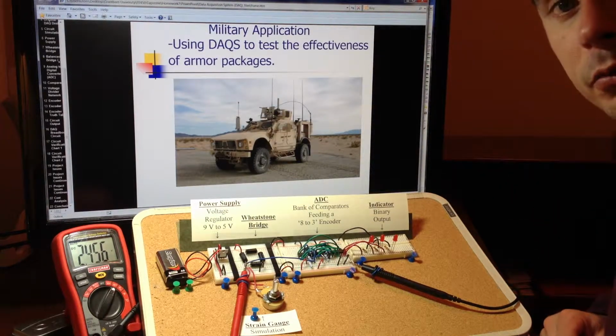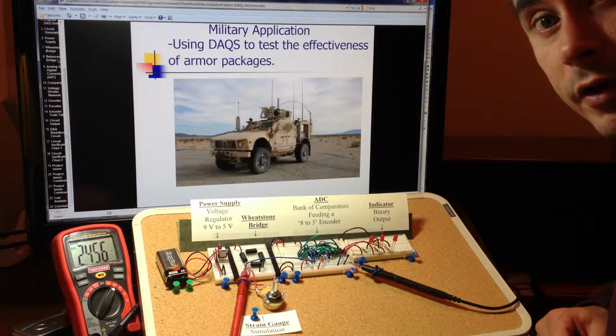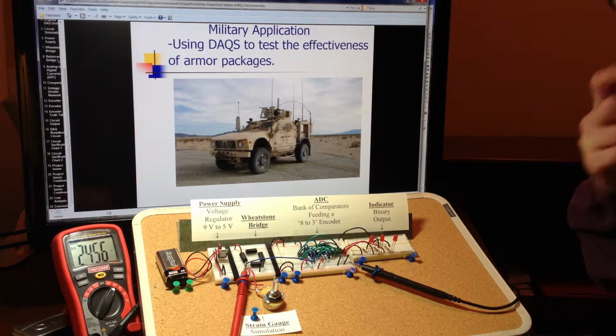Data acquisition systems are used everywhere in the world, in many different applications, including at military test centers to test vehicles for the strength of their armor packages.